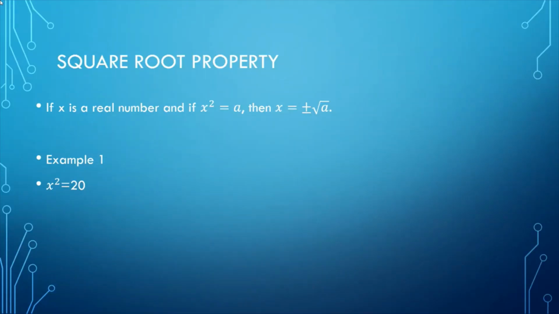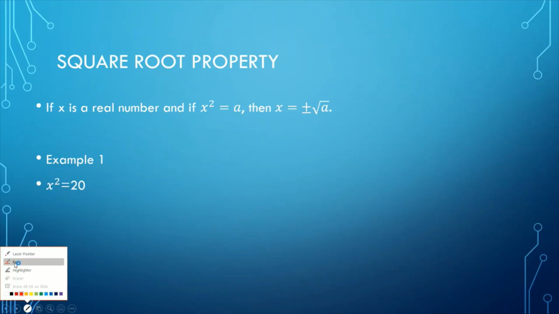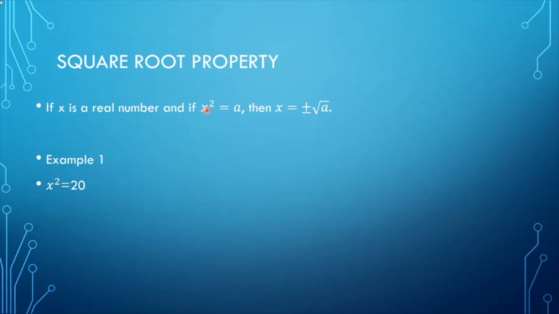So here's one way to solve a quadratic, by using the square root property. So if x squared equals a, what you can do is take the square root of both sides and you end up with x equals plus or minus the square root of a. So let's look at an example.